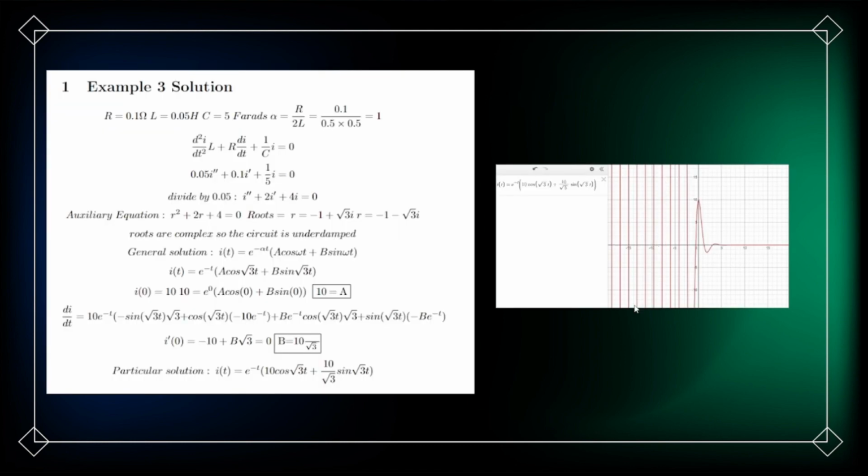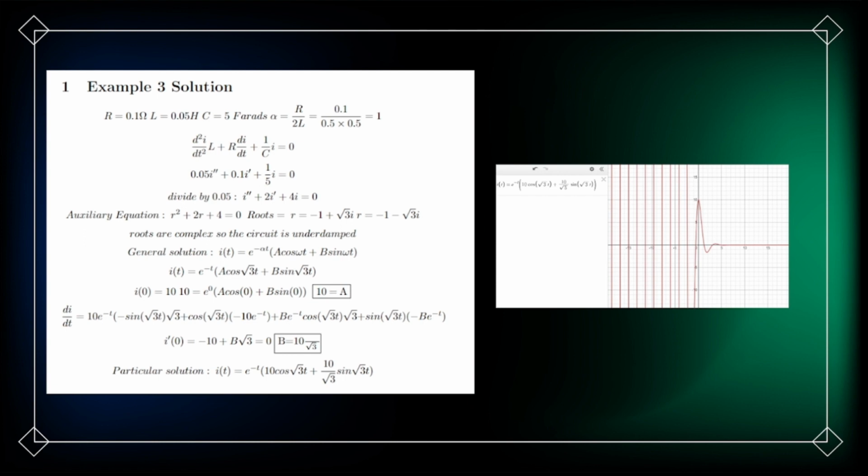So for example 3, I first stated all the values that we were given, which are resistance is 0.1 ohms, inductance is 0.05 henries, and capacitance is 5 farads. I also calculated alpha, which is 1. Then I wrote out the general form of the differential equation, and I plugged in those values and got 0.05 I double prime plus 0.1 I prime plus 1 over 5 I is equal to 0.